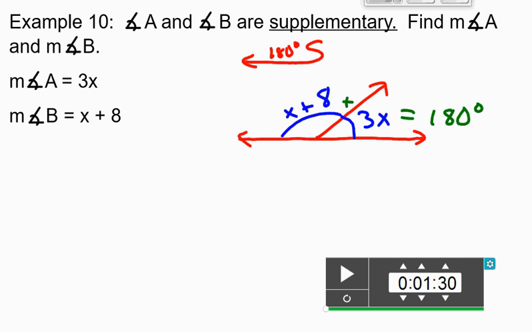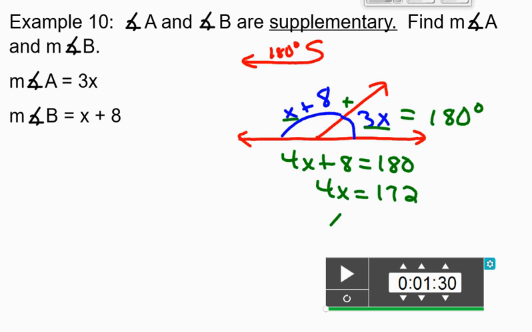So I'm going to go ahead and combine my like terms right now. That's going to give me 4x plus 8 equals 180. 4x equals 172, and x ends up being 30, I'm sorry, not 30, 43.